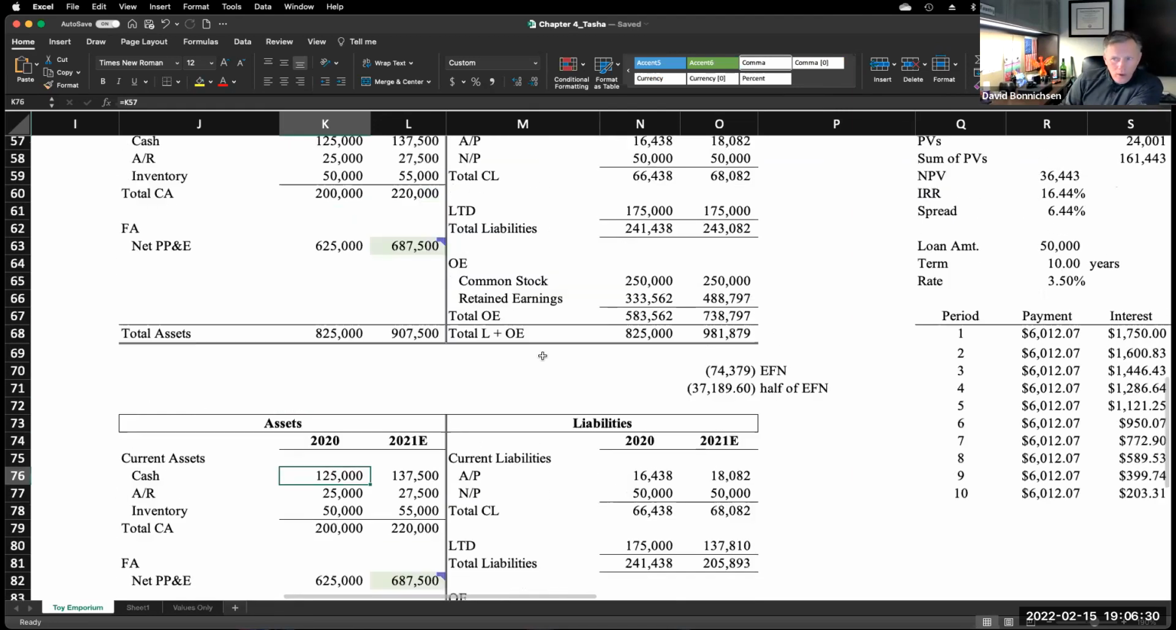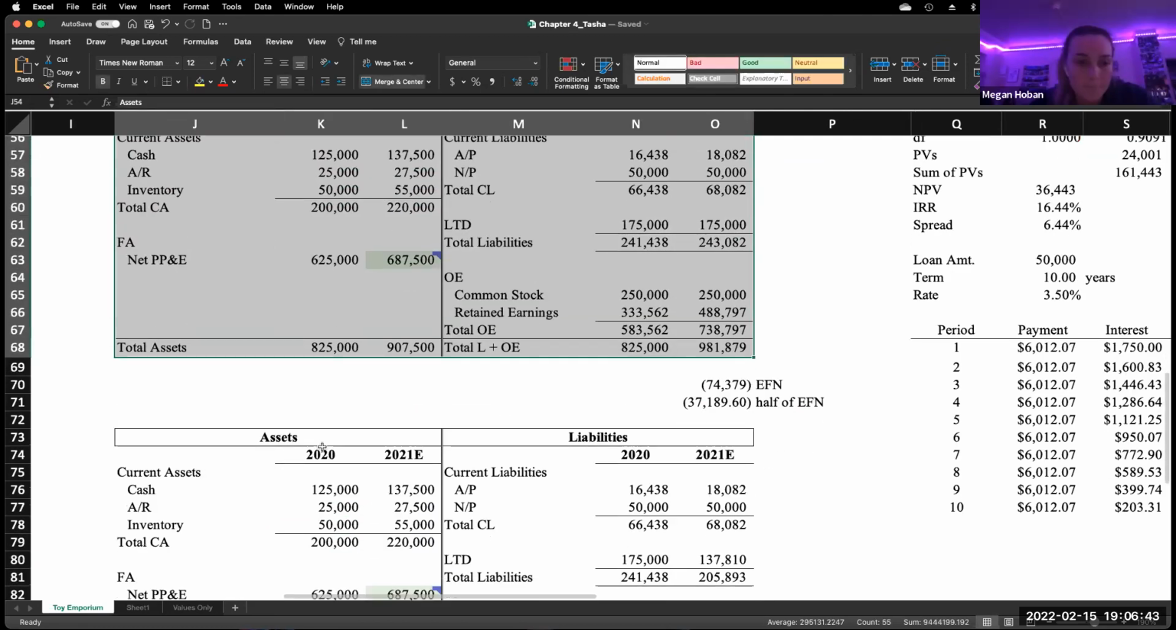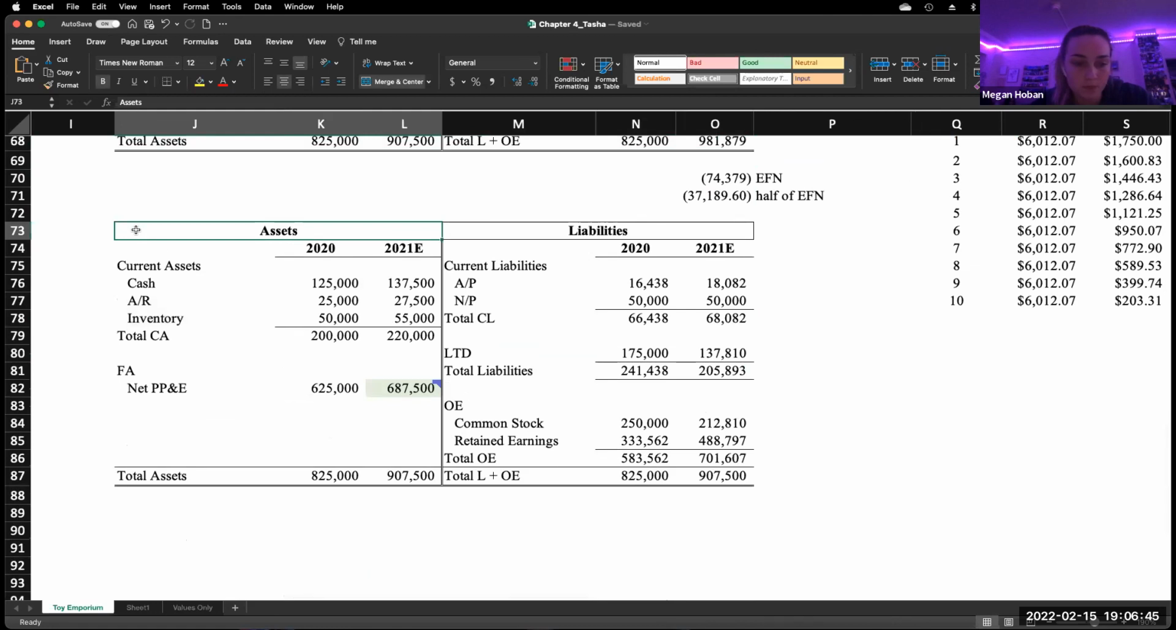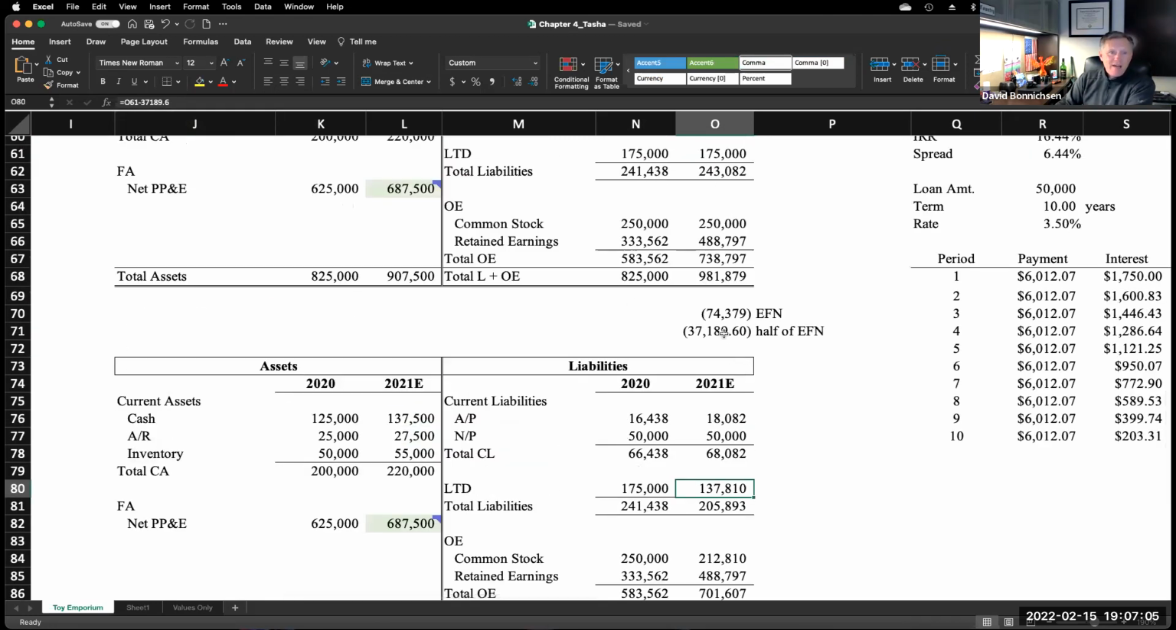So what I did, and everyone's going to utilize Excel the way they are most comfortable, was I simply copied all of this and pasted it right down here. And then I linked everything back to the out of balance. So you can see I'm referencing the out of balance, the out of balance, the out of balance. And then I simply took the out of balance minus half of the EFN.